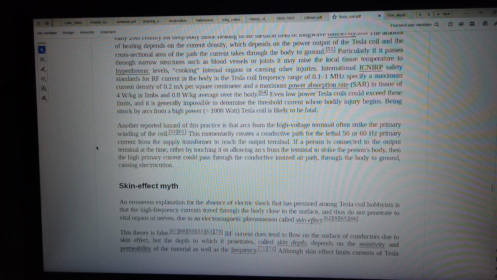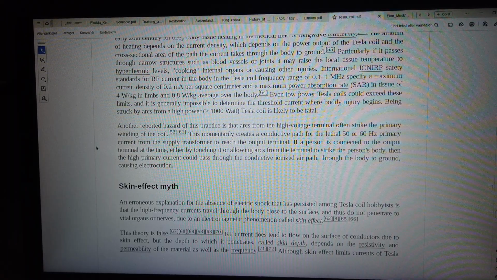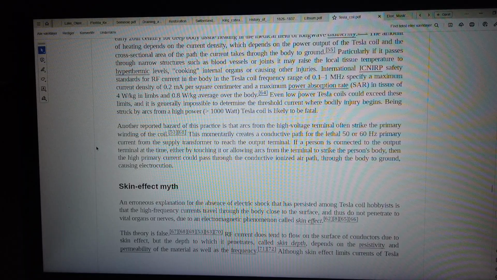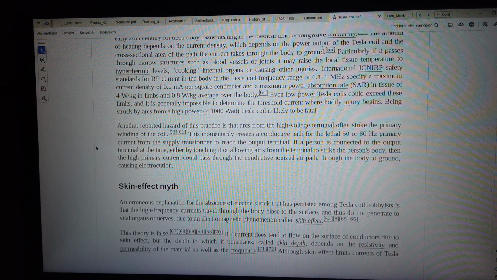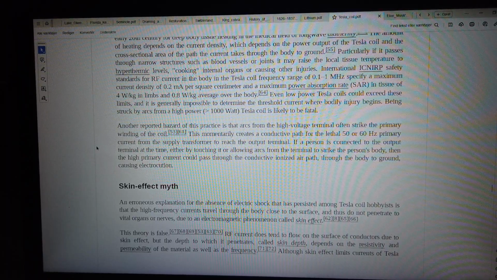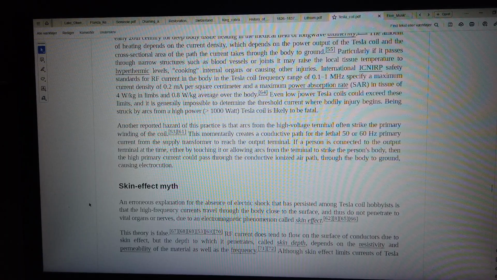Skin effect myth. An erroneous explanation for the absence of electric shock that has persisted among Tesla coil hobbyists is that the high-frequency currents travel through the body close to the surface, and thus do not penetrate to vital organs or nerves, due to an electromagnetic phenomenon called skin effect. This theory is false.